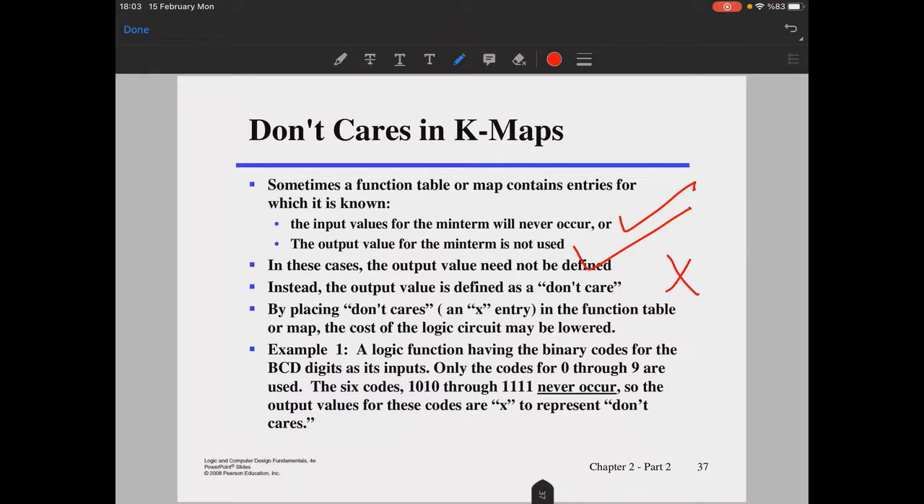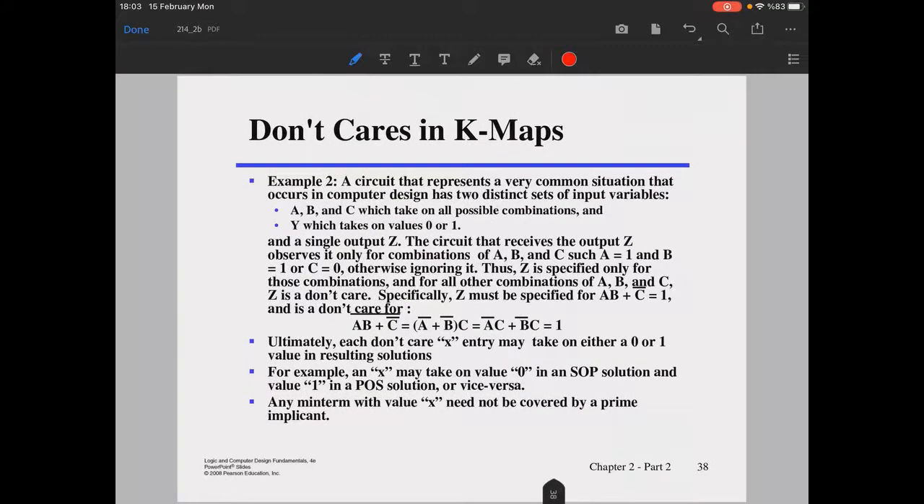How can I use them for my own benefit? I can treat them either as zeros or ones due to my liking. I will abuse them, okay? I will abuse those X cells for my benefit. That's it. Let's see how we do it.